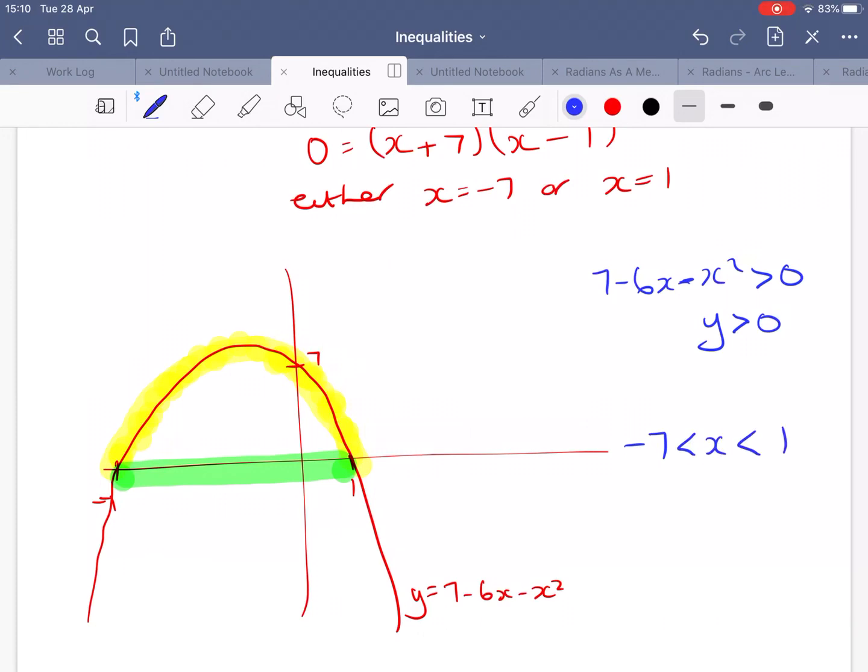Okay. You can write it the other way around, 1 is greater than x is greater than -7, but I don't tend to like that. I tend to like -7 is less than x is less than 1 and just go from left to right.